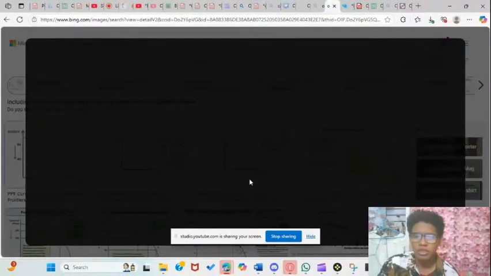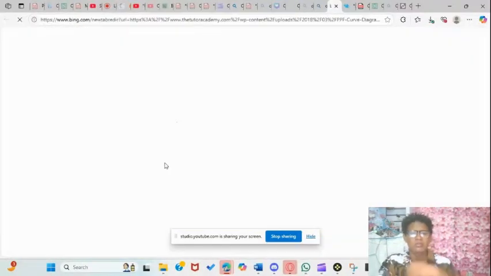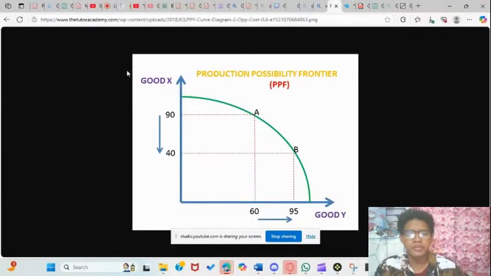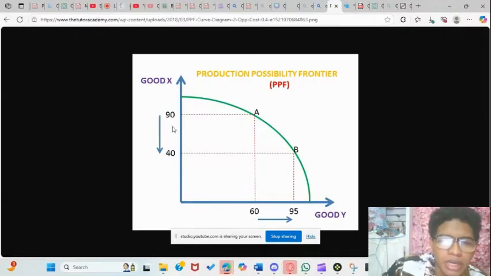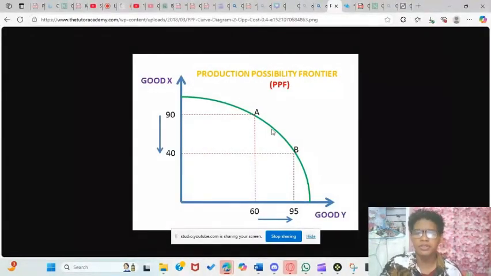I'll open this up full screen. View full image. So if you could see here, this is the production possibility frontier. And if we look at good X, we have 90, 40, and good Y. So this is the general view of the production possibility frontier, and it is basically a comparison of the total combinations that could occur between two goods.